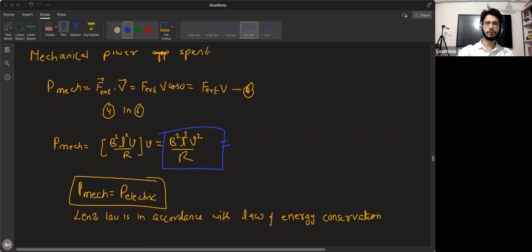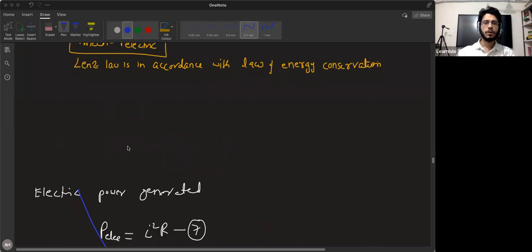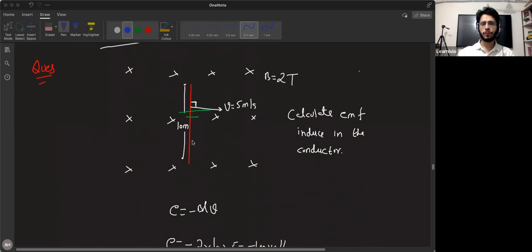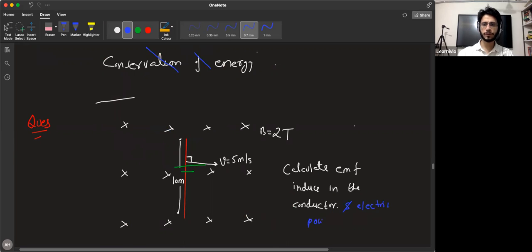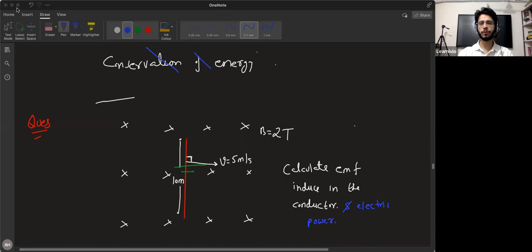Yes, can I change it now? Yes, sir. Okay, this is a formula-based thing. Induced EMF in the conductor and electric power. Please do it and write your answer in the chat room. The length of the conductor is 10 meter. It's moving with a velocity of 5 meter per second. The magnetic field is 2 tesla. Do it. Please write your answers in the chat room. The formula-based thing.